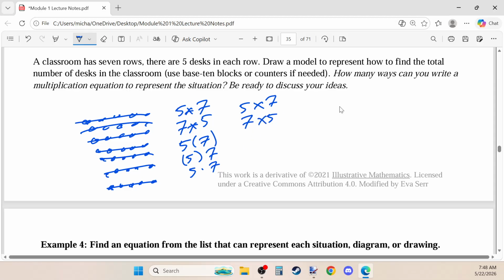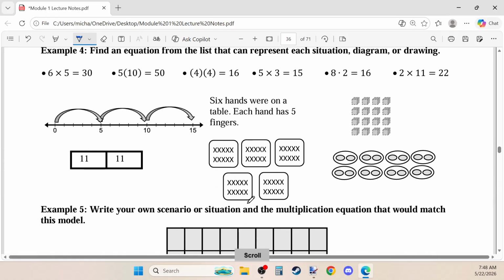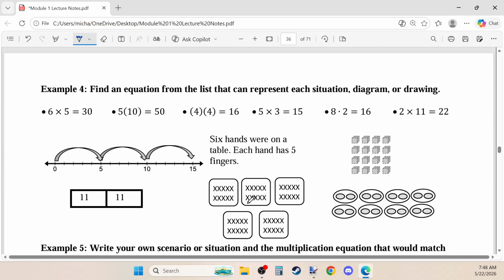All of that, yeah. Lots of ways. Be ready to discuss in class. Okay. Find an equation from the list that can represent each situation.